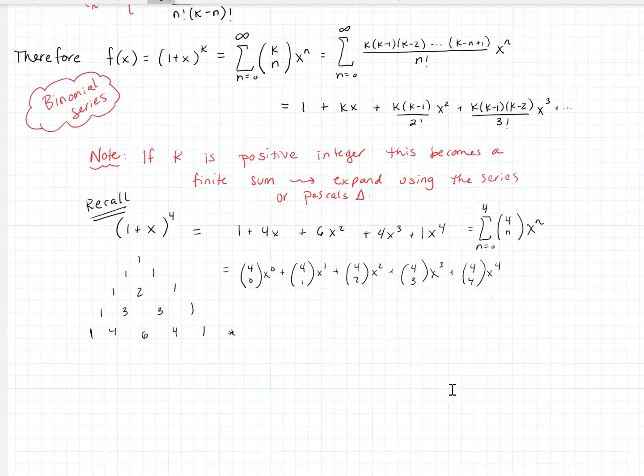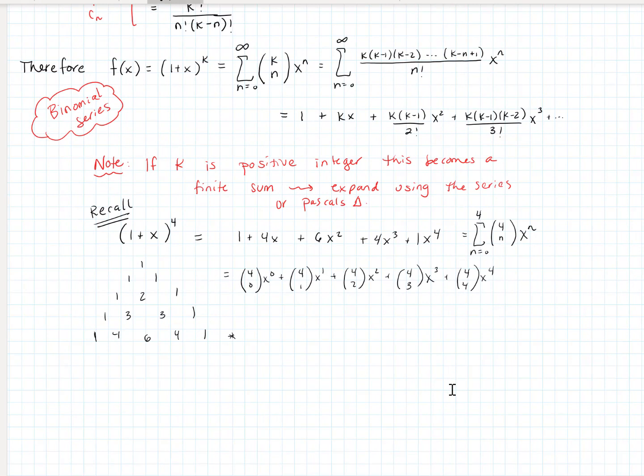We're going to be more interested in the infinite sums, when this power here is not a positive integer. So we'll be looking at expanding these in that way. But just as a note, we can actually use this as we have in the past with Pascal's triangle. It works out the same way.